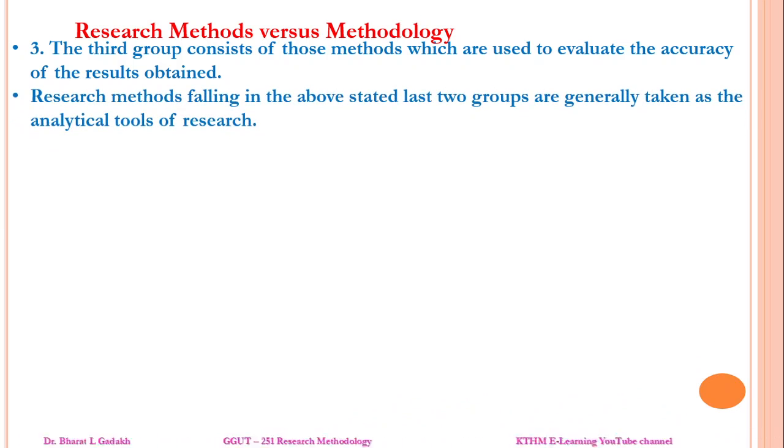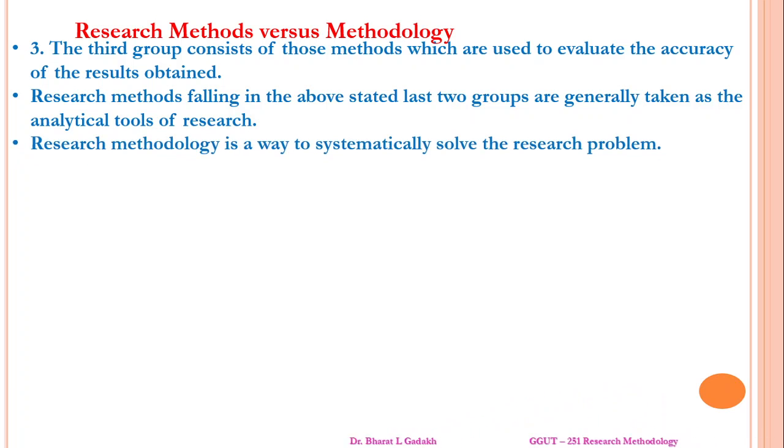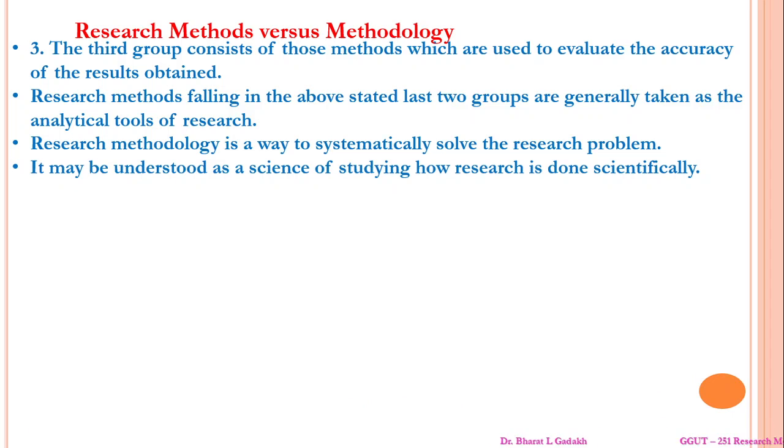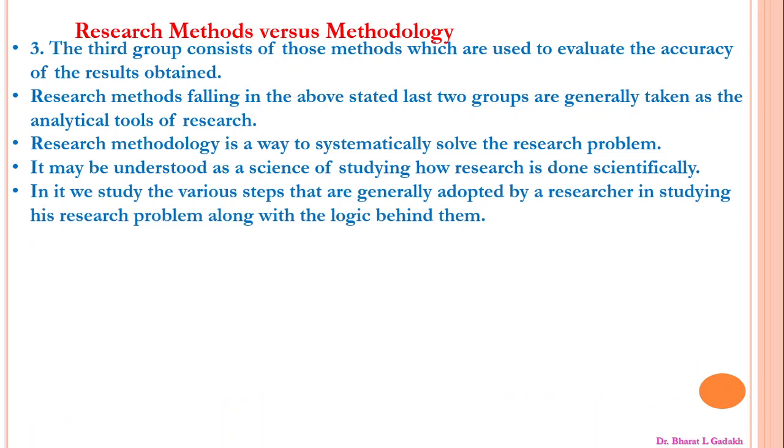Research methods falling in the above-stated last two groups are generally taken as the analytical tools of research. Research methodology is a way to systematically solve the research problem. It may be understood as the science of studying how research is done scientifically. In it, we study the various steps that are generally adopted by the researcher in studying the research problem, along with the logic behind them.